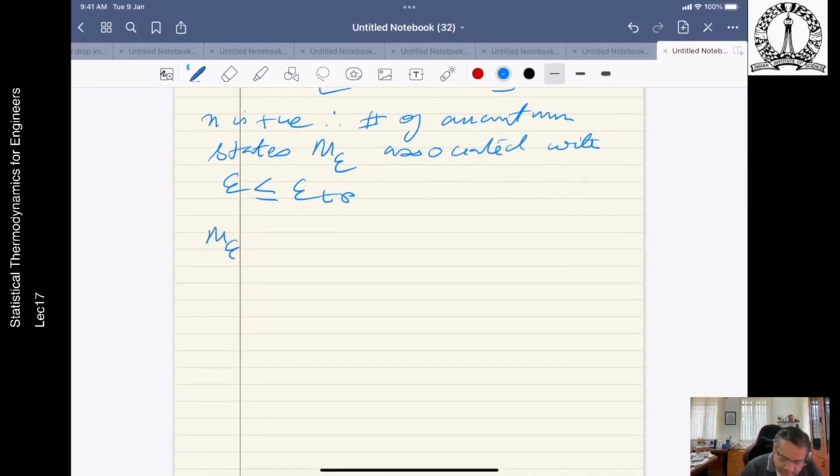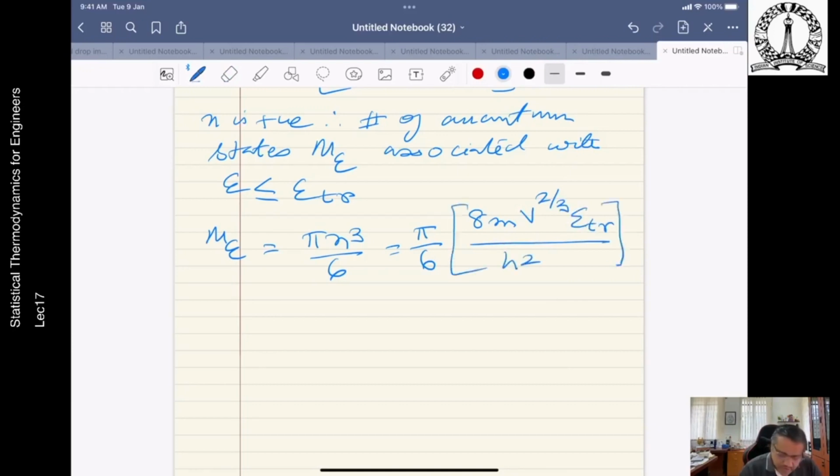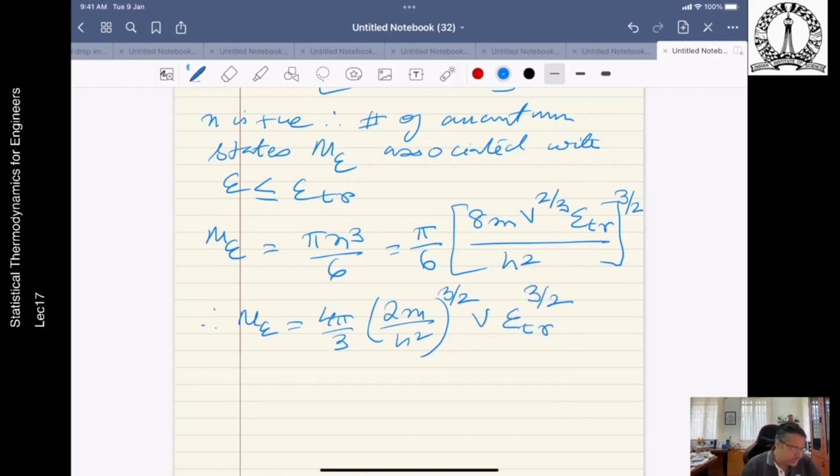So N(E) is therefore written as pi n cubed by 6, which is also written as pi by 6 times (8m E translational to the power 2/3 divided by h squared) to the power 3/2. Therefore, N(E) is 4 by 3 pi (2m over h squared) to the power 3/2 V times E translational to the power 3/2.